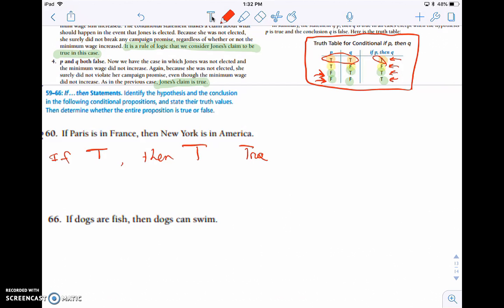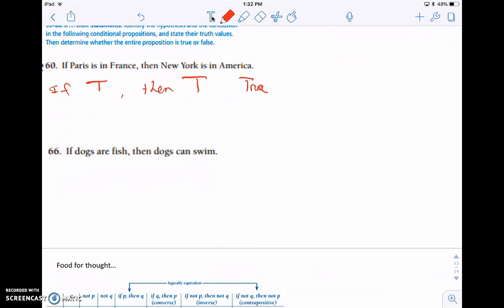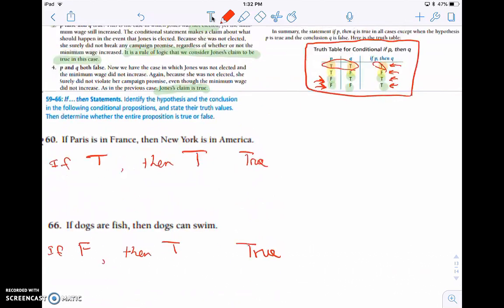Okay, the next one: if dogs are fish, which is false, then dogs can swim, which is true. So in this case, this statement is going to be true because our hypothesis is false. When we start out with a false hypothesis, then in the end our conditional statement is always true. So this is if false, then true, turns out to be true.